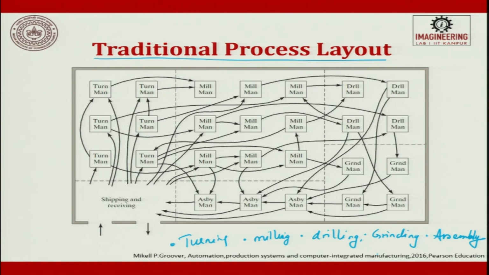If I draw and if I want to write the entire thing into different work centers, I will just write it like this: turning work center, milling work center, drilling work center, grinding work center, assembly station, in and out of, or I can state it as stores. Now, I have grouped them based upon the similarity in their machines, right. So, this is the traditional process layout.